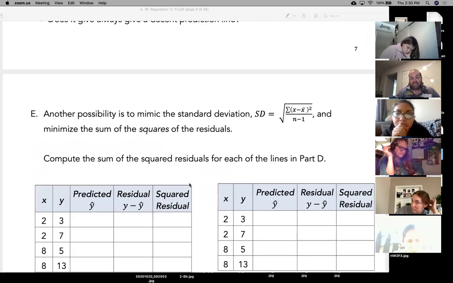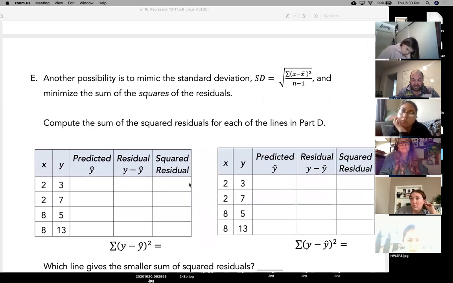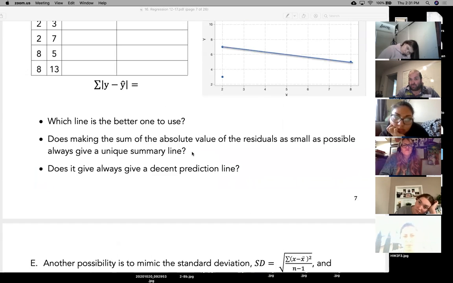Okay. So the next guess is to do as follows. We do again the same thing as before. We take the predicted. We calculate the residuals just like we did before. But here we'll do something different. Instead of taking the absolute value and adding them, we're going to square them and add them. So let's go back to our line. Let's do this one first.